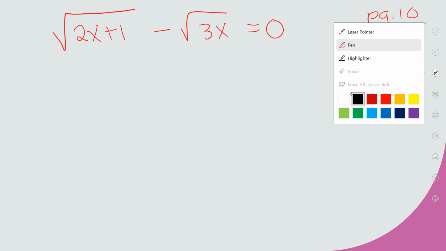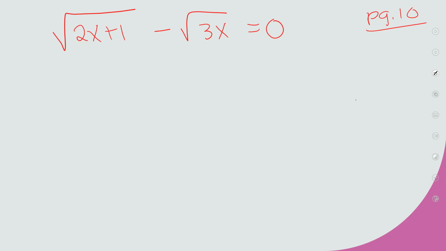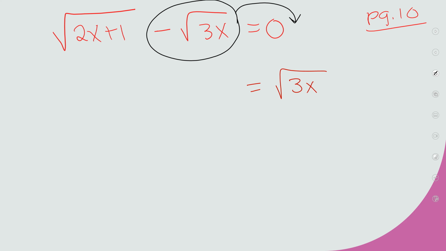This is another one. How about we move this to the other side? When you move that to the other side, what happens? Yep, the sign will change. It will be like this. It's no longer negative. It's now positive. And we still have this on the left-hand side, square root of 2x plus 1.